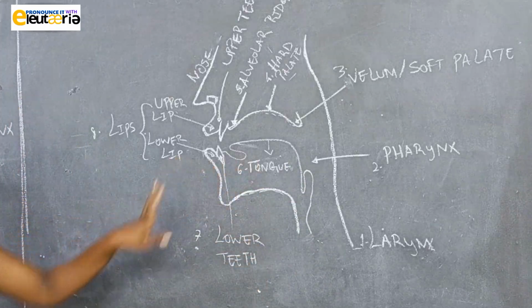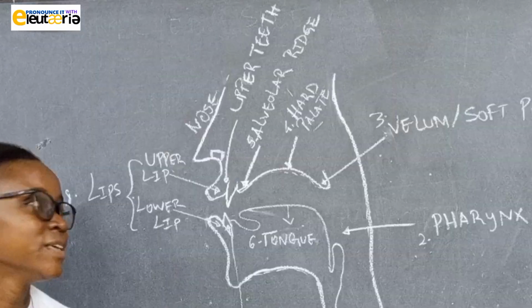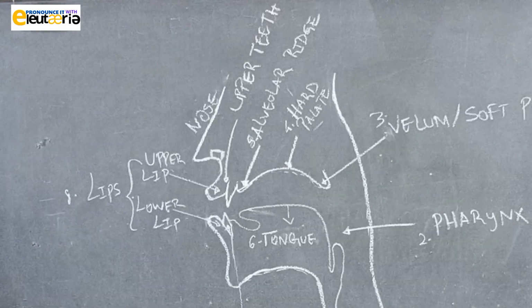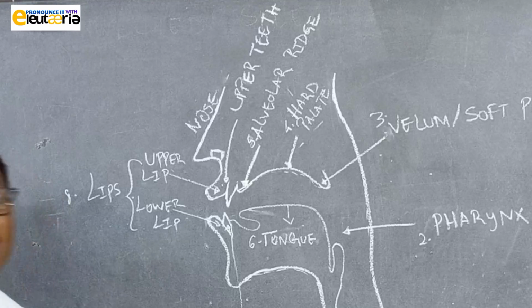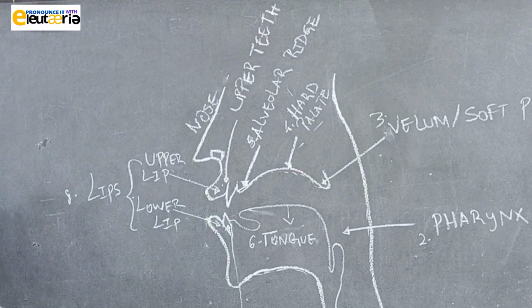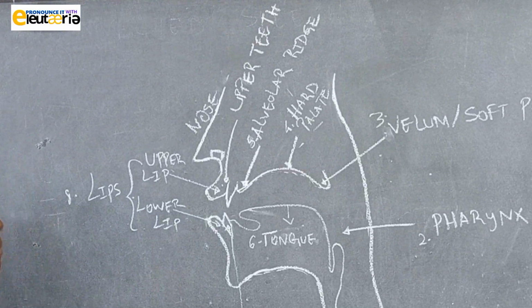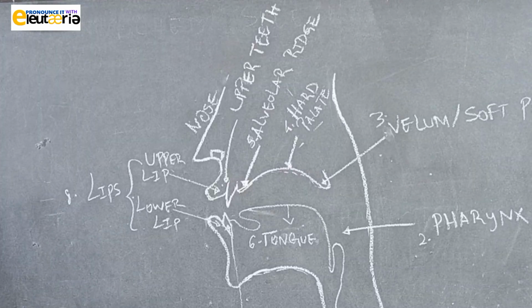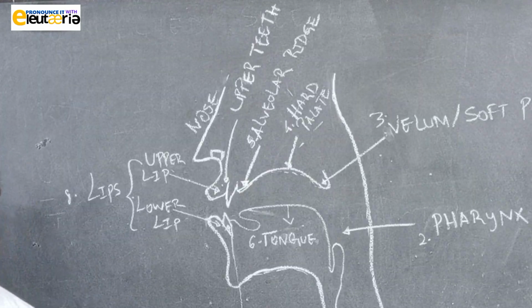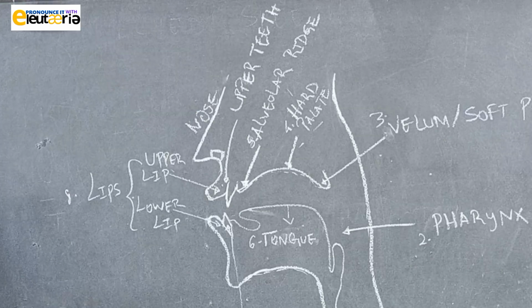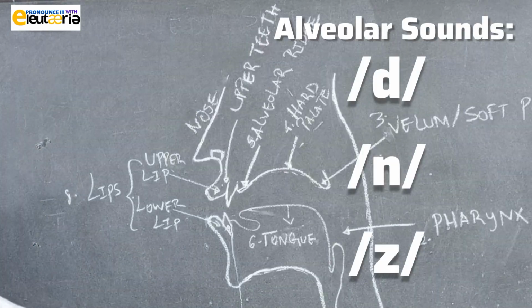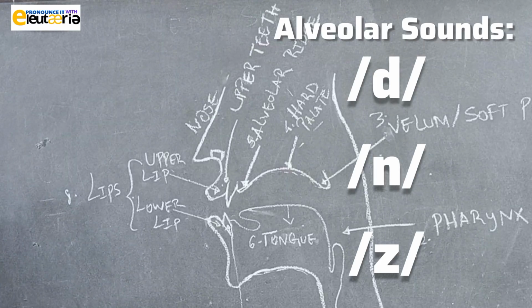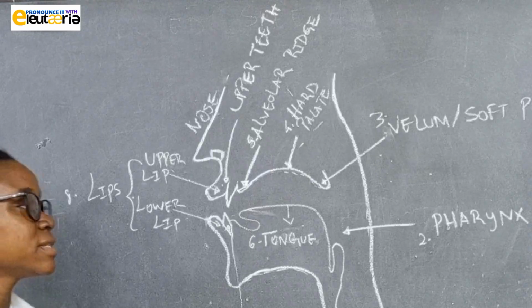Moving on, we have the alveolar ridge. The alveolar ridge is that surface that is rougher than the hard palate, and it is covered with little ridges. The alveolar ridge is responsible for the production of alveolar sounds. Examples of alveolar sounds are the consonants da, na, and za. These are examples of alveolar sounds.